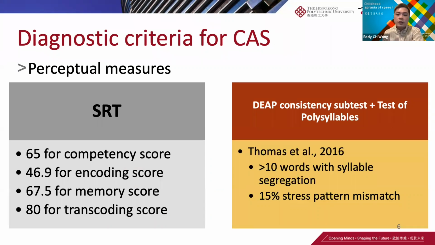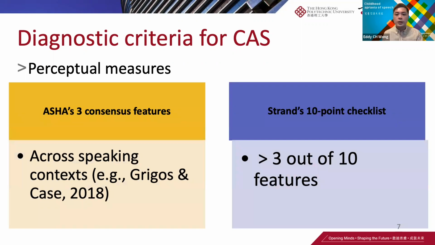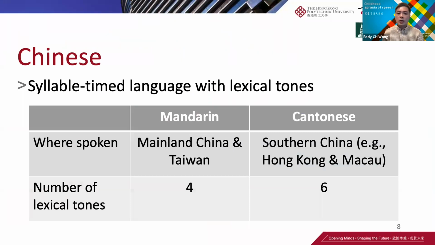A set of relatively objective criteria was also used in the research. It requires transformation of perceptual judgment into quantitative data for the diagnosis. The details are listed here. Some other sets of diagnostic criteria in research studies include using the ASHA 3 consensus features across different speaking contexts, and using the Strand 10-point diagnostic checklist, where children should show more than 3 out of 10 features across different assessment tasks. Most of the established tests or measures were developed based on English or Dutch speakers.